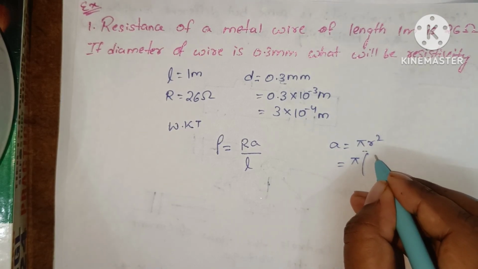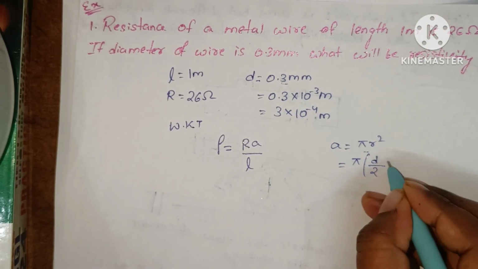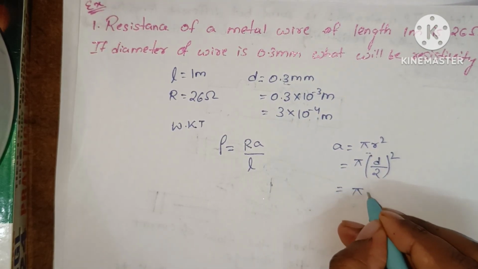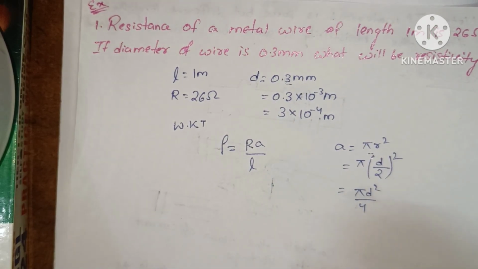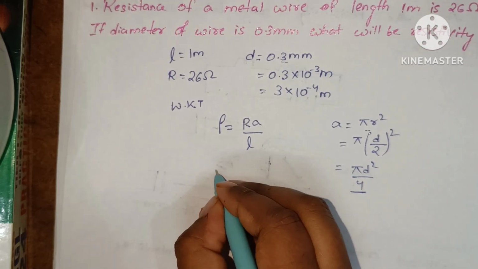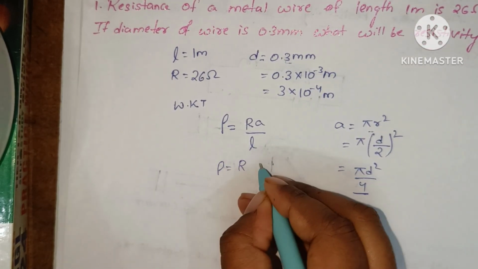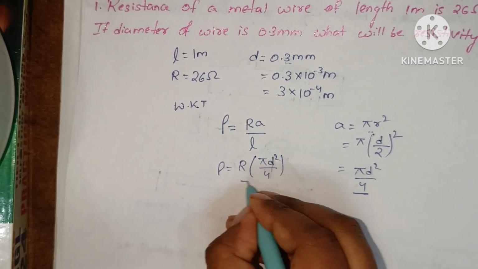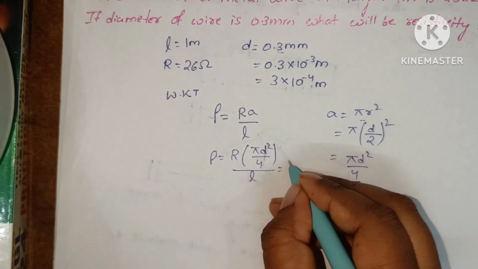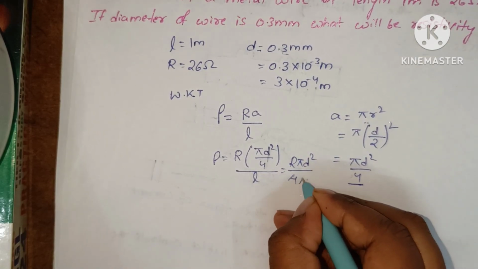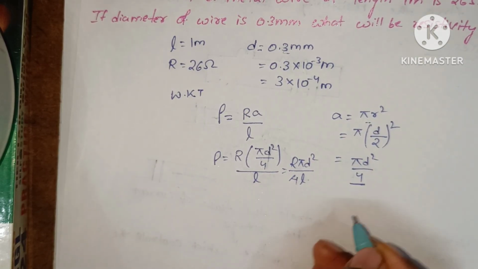Diameter means radius equals half of diameter. So d by 2, I wrote d by 2 whole square. Then what will you get? Pi d square by 4. Substitute in the place of A. Okay. What will you get? Rho equals R into pi d square by 4 by L, equals R into pi d square by 4 L. Okay.